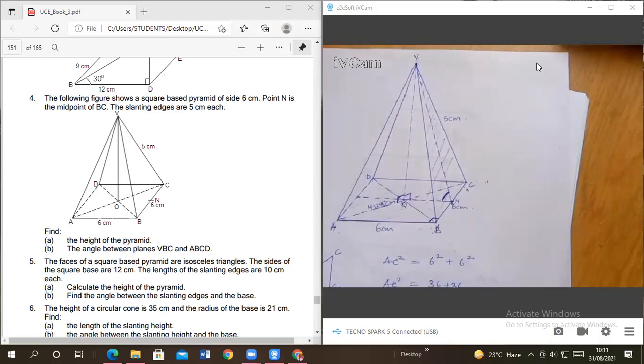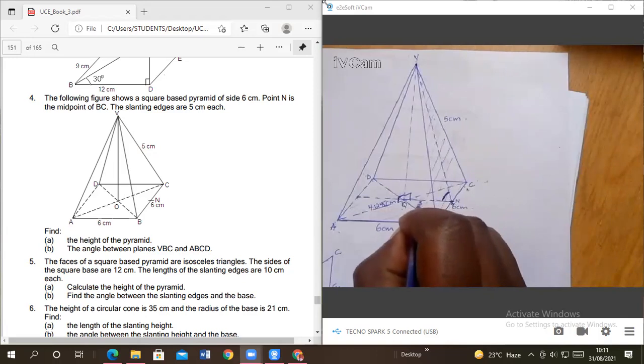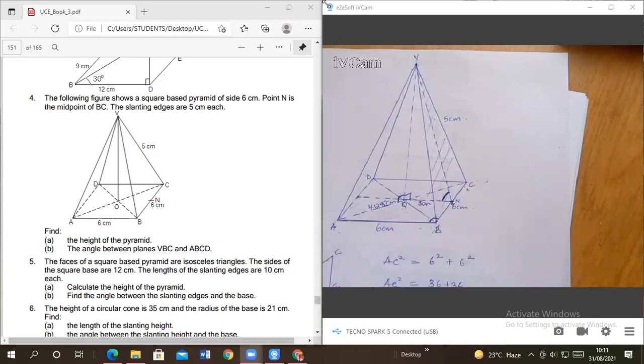So our task is to find the length of this line. When you look at the length of this line here, from this point up to this point N, come on, you can tell me, what's the length of that line? 6 centimeters. 6 centimeters, correct answer. Now what about from O to N? 3 centimeters. Correct answer. So I'll put 3 centimeters there. So my ON is 3 centimeters.